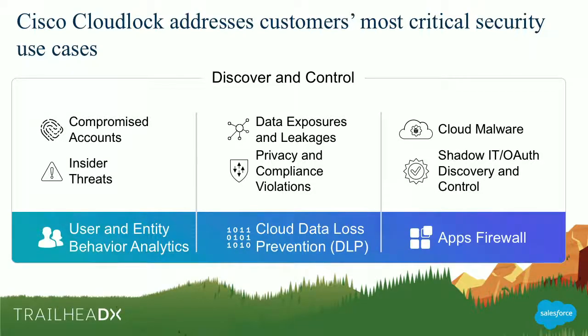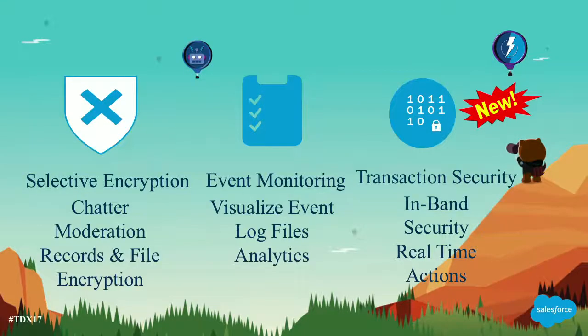The second is event monitoring viewer, which is a parser around event log files. What it does is it basically provides analytics on what events are happening on your Salesforce platform. And this is also fed into our user behavior analytics engine, which allows us to detect anomalies against any action that takes place in the Salesforce platform. And lastly, the transaction security, which is the first ever in-band security, which allows you to take real-time actions within Salesforce. So why in-band security?